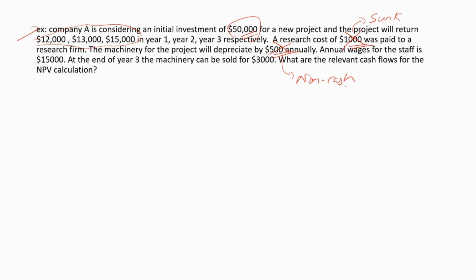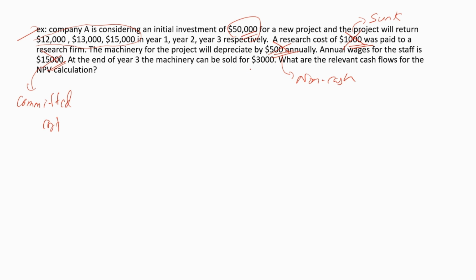And they have given that the annual wages for the staff is 15,000. Is this cost relevant or not? This is also not relevant because this is a committed cost. The company has to pay the wages to their employees. The company is committed to pay these costs. So this cost is irrelevant. We do not consider this cost under NPV calculation.